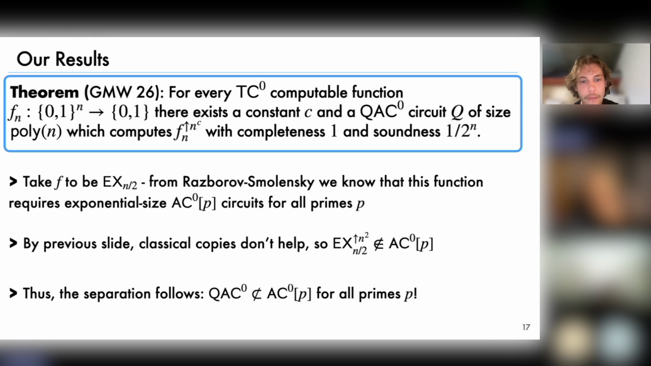And so this gives us the separation, and I think hopefully demonstrates this point that I was trying to get at, which is that classical copies are sort of useless if you have a classical circuit, but once you have a QAC0 circuit, having classical copies can in fact help. And in particular, this gives us this sort of clean separation. QAC0 is not contained in AC0P.